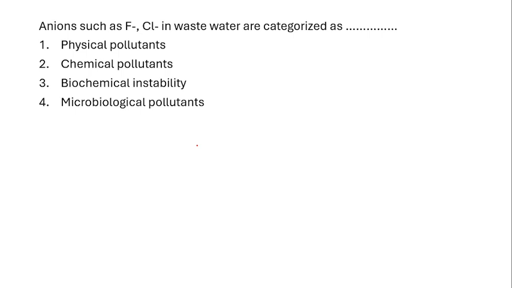Next is, anions such as fluoride and chloride in wastewater are categorized as. We know that there are physical pollutants, chemical pollutants, biochemical, and microbiological pollutants. What type is it? It's simple, no? Whenever fluoride and chloride are released into the water, they are going to contaminate it. These fluorides and chlorides are chemicals, so these are chemical pollutants.